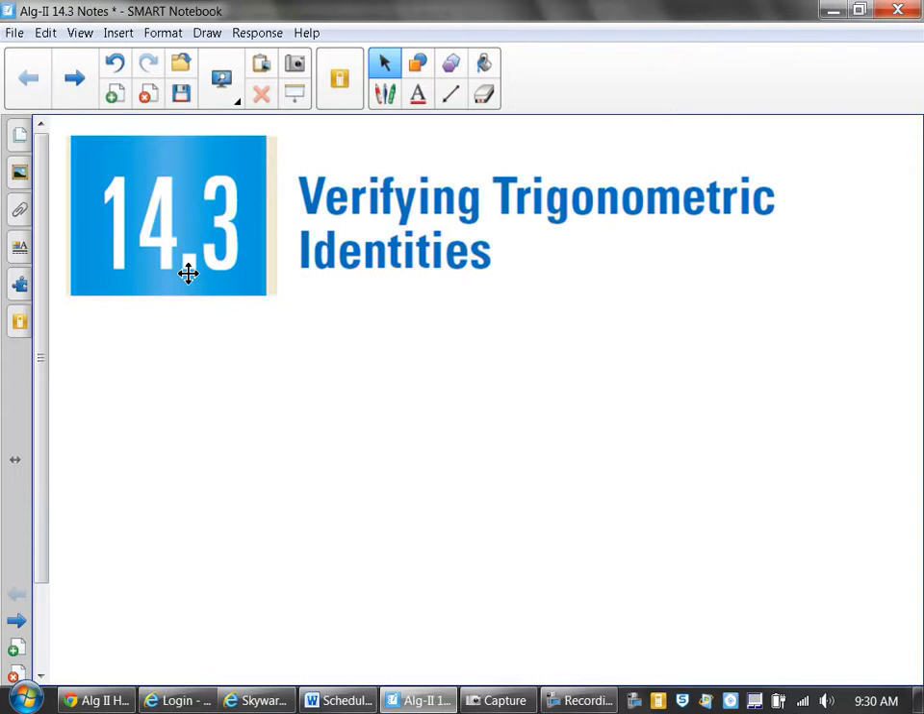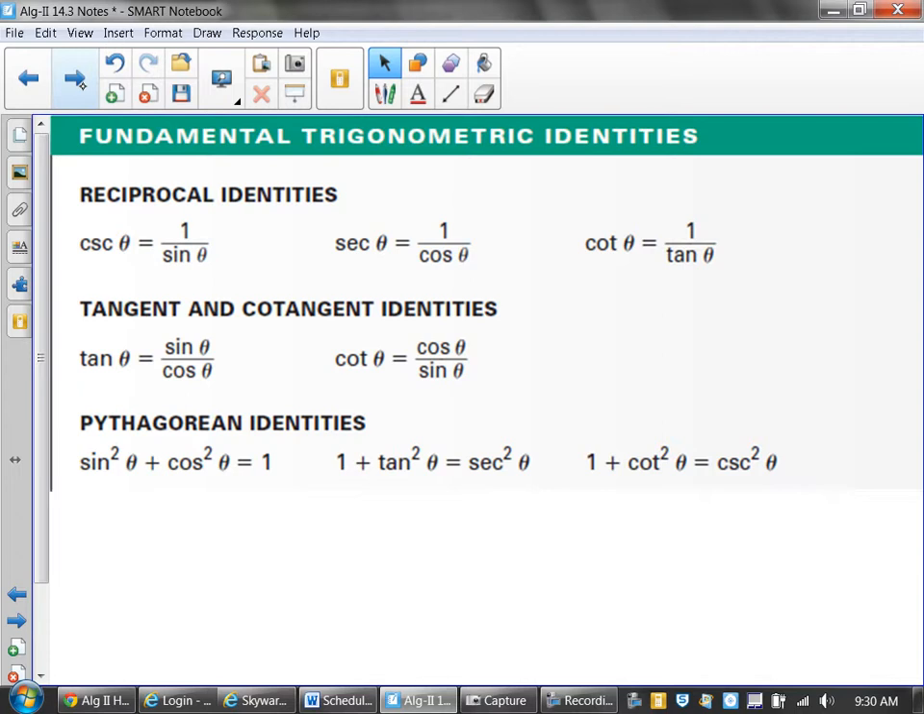Trigonometric identities. Basically, what we're going to be doing here is rewriting and simplifying trig expressions in multiple different ways. We're going to try and simplify things as much as possible. It may look a little weird to start with, but as you get the hang of it, it really isn't that bad.